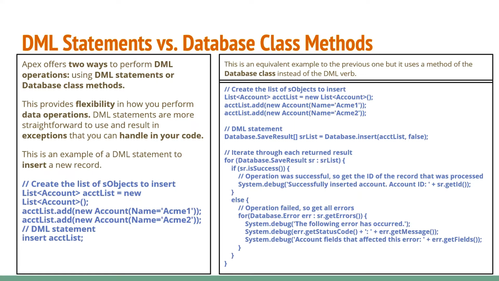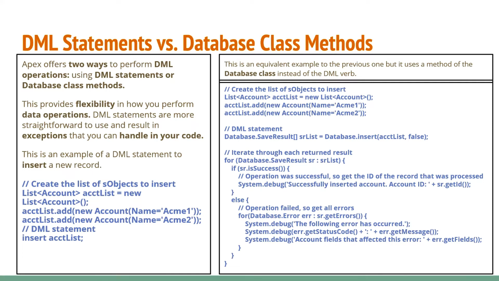Apex offers two ways to perform DML operations. One is using DML statements, which we have seen, like insert A, and then it will insert all the account records, or database class methods. This provides flexibility in how you perform data operations. DML statements are more straightforward to use and result in exceptions that you can handle in your code.